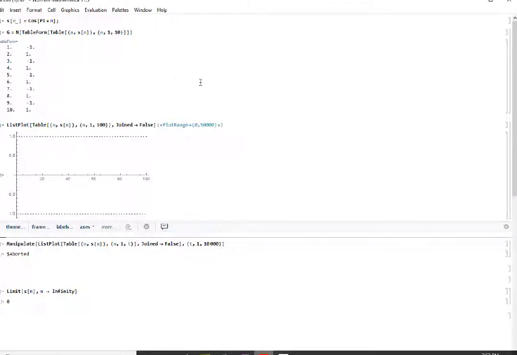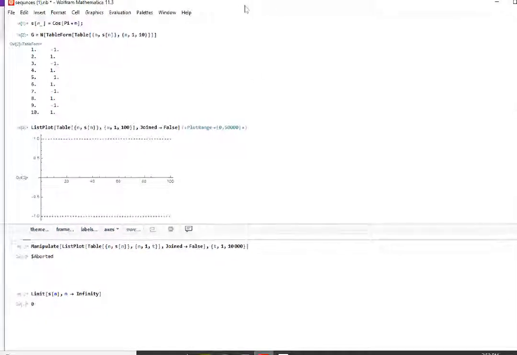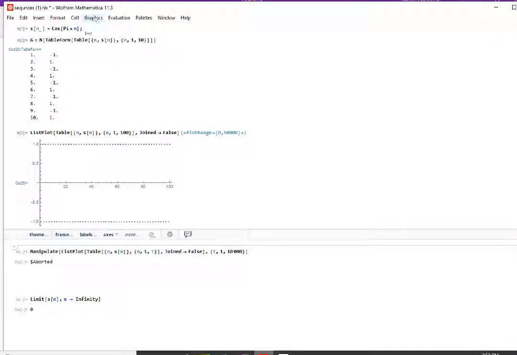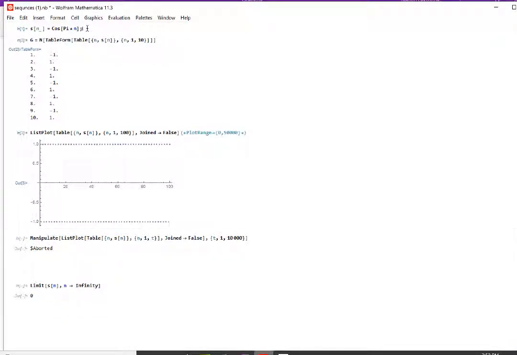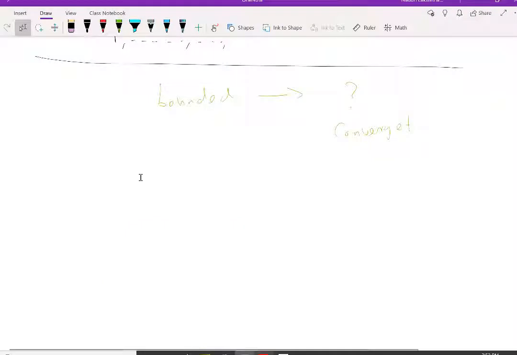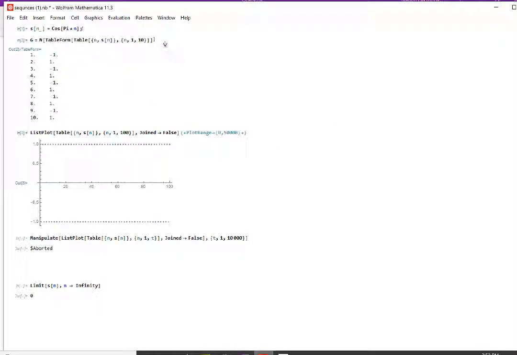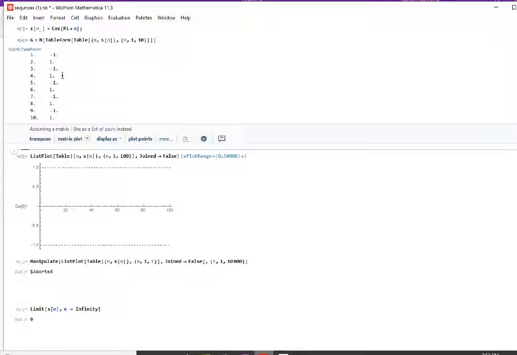Look at this example sequence: cosine pi n. Now this sequence is bounded because if you take the terms of the sequence, it's oscillating between 1 and -1. So of course it's bounded, right?